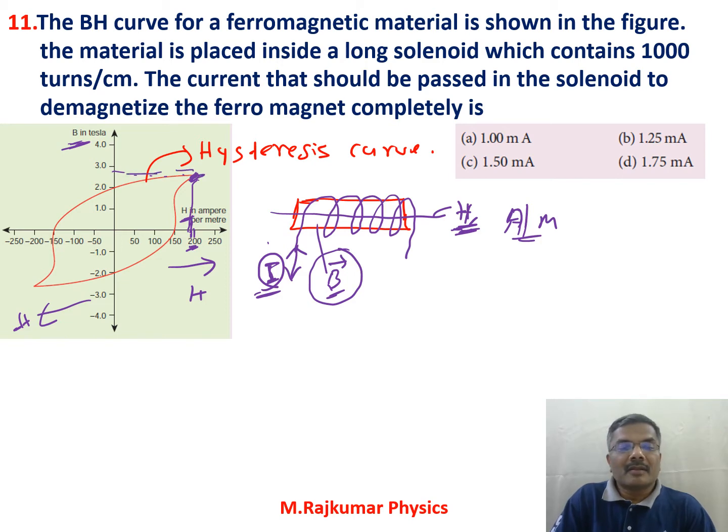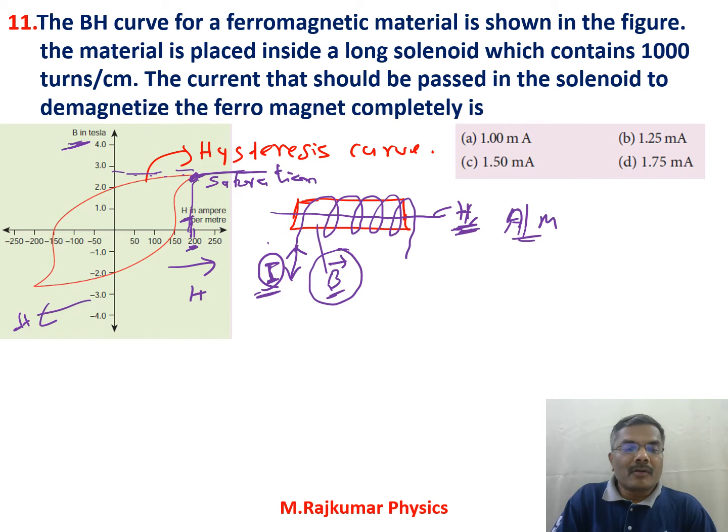So this point is called the saturation point. Beyond this, even if you increase this H, the B will not increase. It will be steady only. It will go like this. If I want to demagnetize it, at this particular point this material has become completely a magnet. Now it has become a bar magnet.